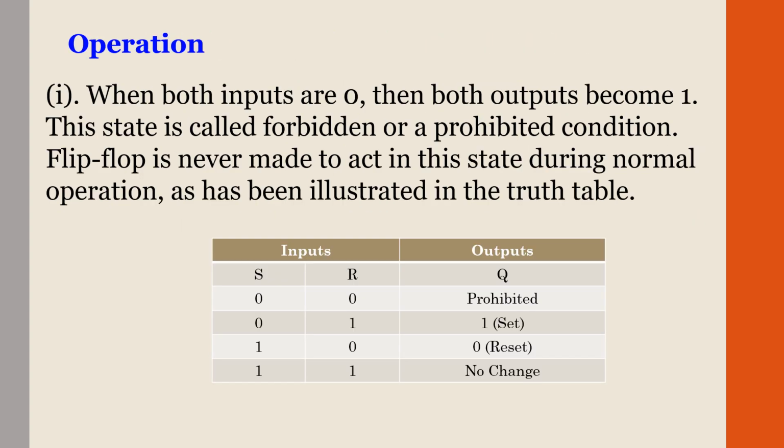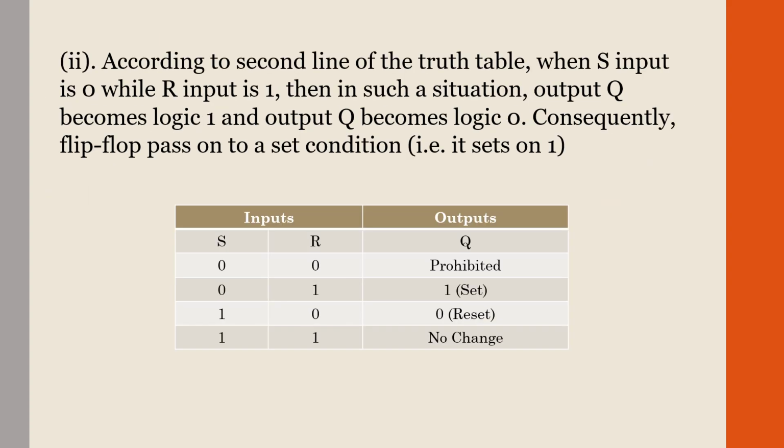Operation. When both inputs are 0, then both outputs become 1. This state is called forbidden or a prohibited condition. According to the second line of the truth table, when S input is 0 while R input is 1, in such a situation output Q becomes logic 1 and output Q prime becomes logic 0.